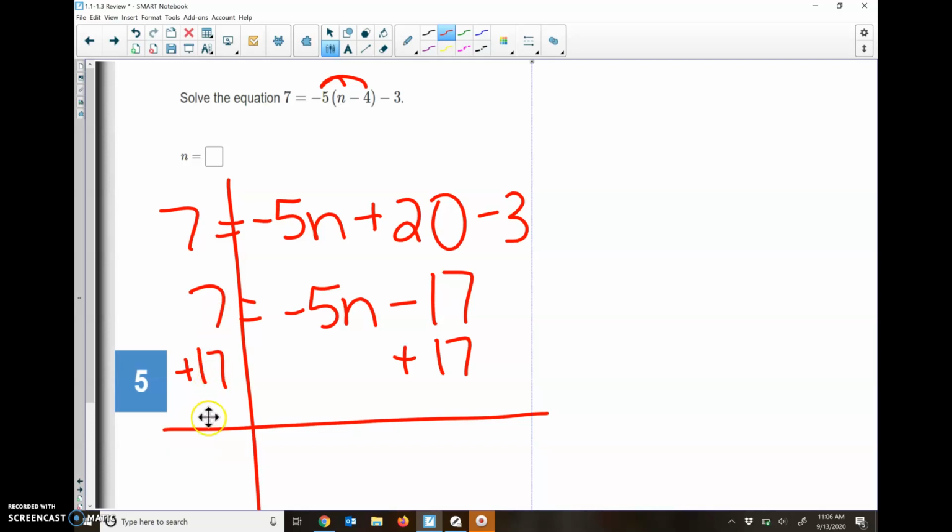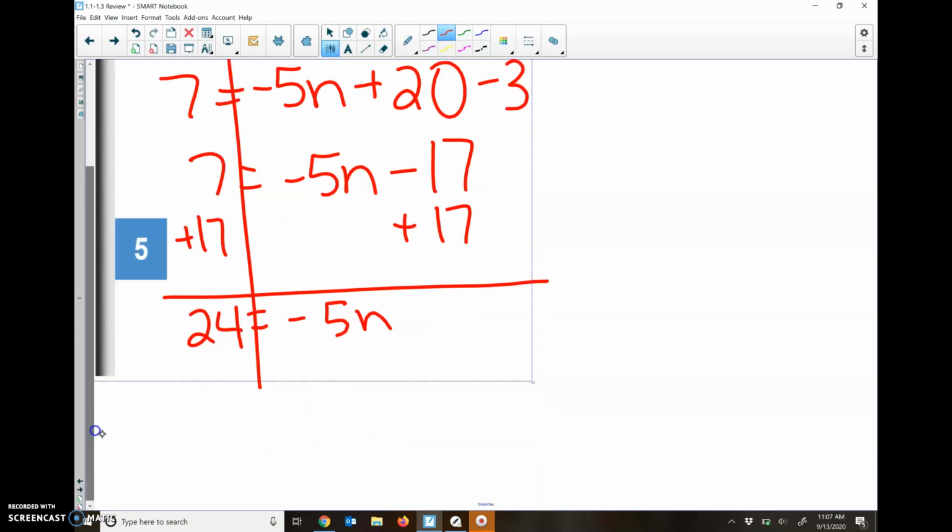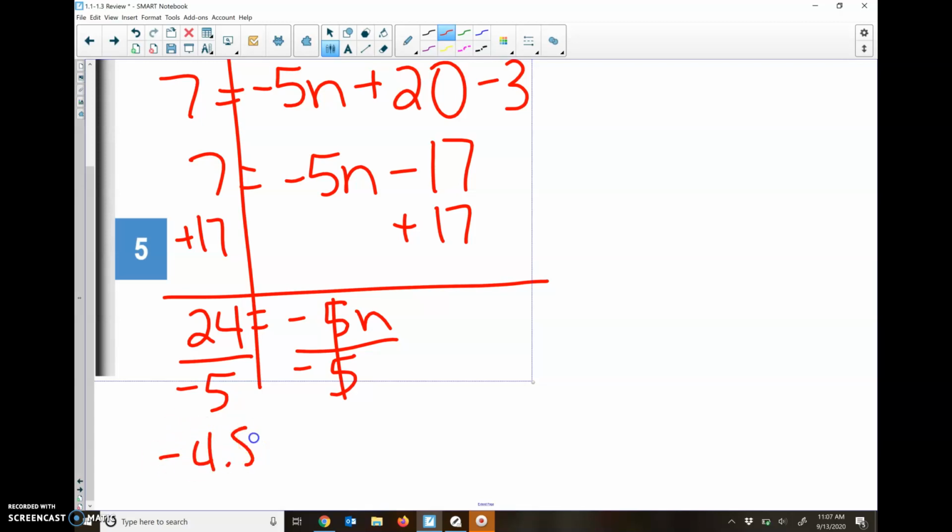So I get 17 plus 7 is 24 equals negative 5n. Then we've got to divide both sides by negative 5, and 24 divided by negative 5 is negative 4.8.